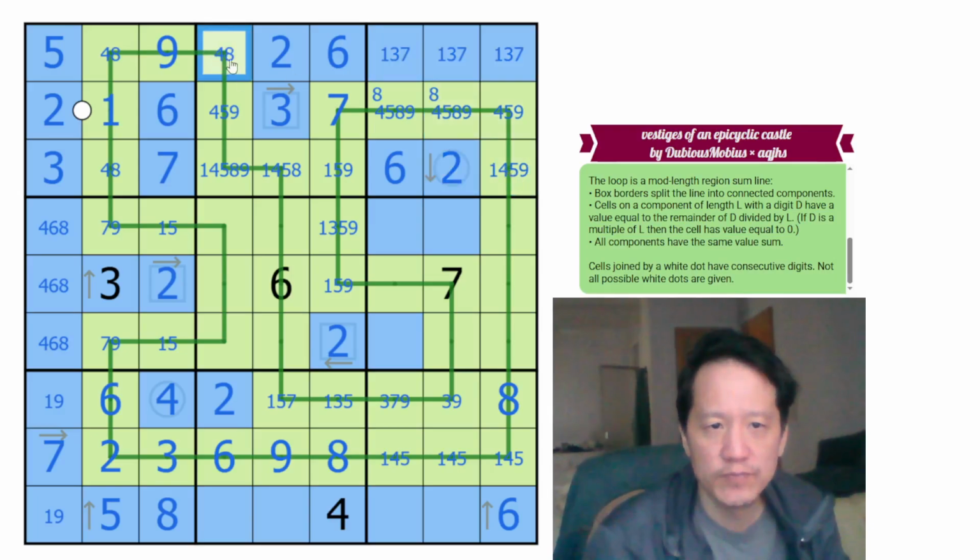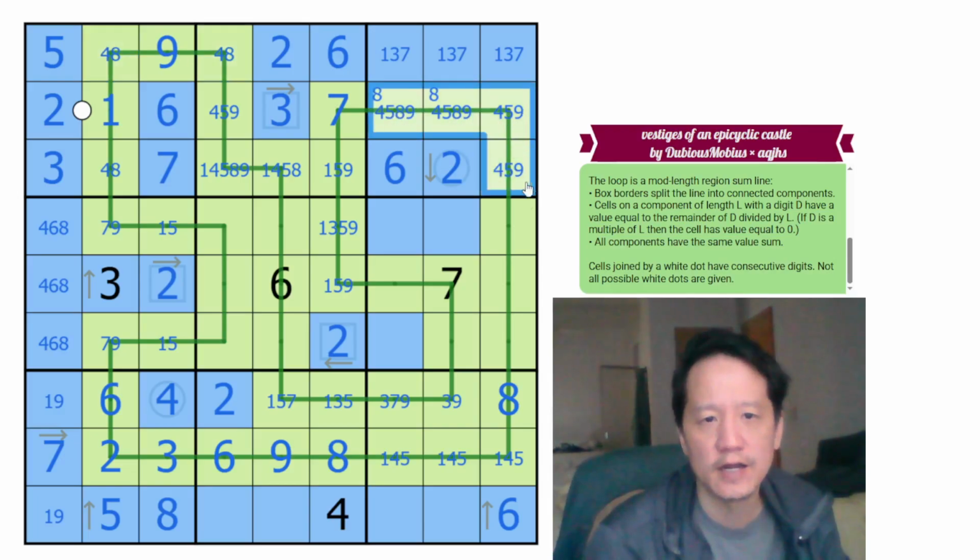So this can't be 1. This is a 4, 8, 4, 8 pair. This can't be 1. We now have 4, 5, 8, and 9.